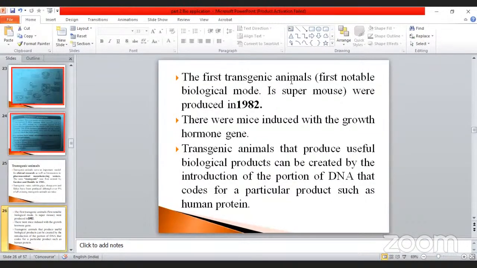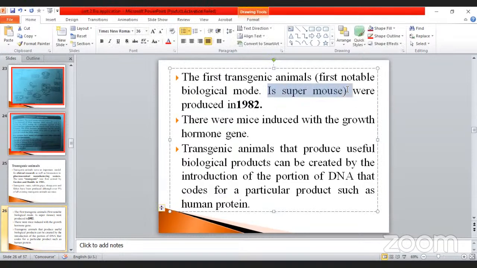See the next one. The first transgenic animal. The first notable biological model, the superior mouse, otherwise called the super mouse, was produced in 1982. Sometimes they may ask the question, which one is the first transgenic animal? Goat, sheep, mouse, like that they may ask. Don't forget, mouse. Okay, in the year 1981, mice were introduced with growth hormone genes.